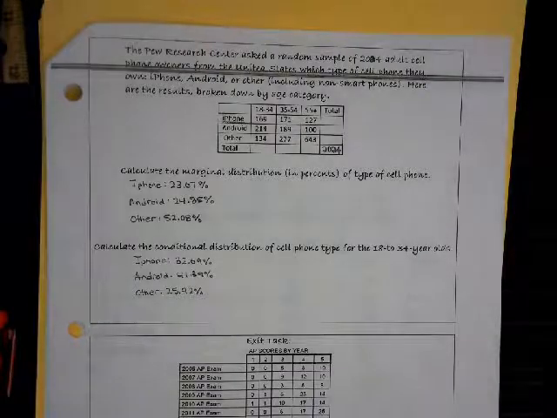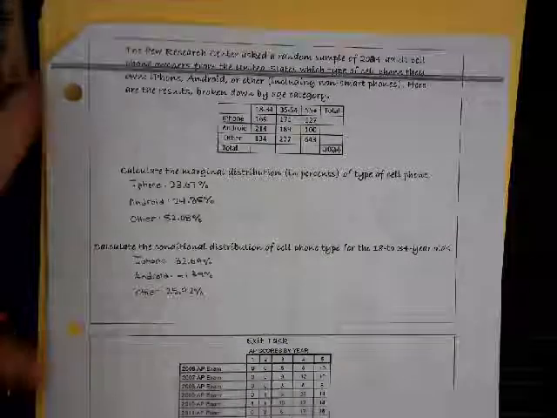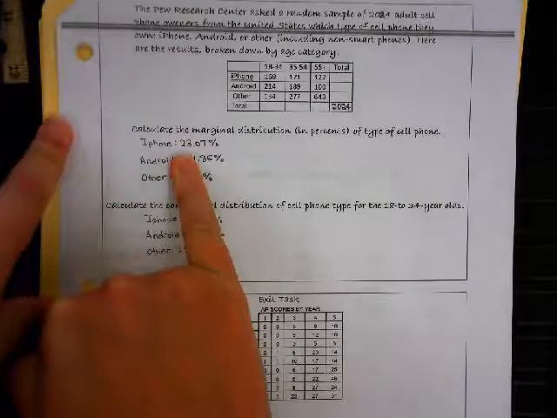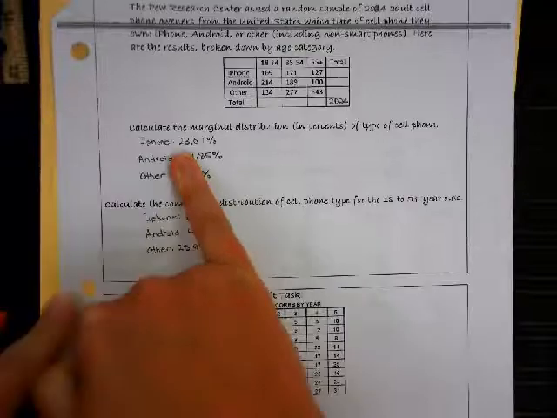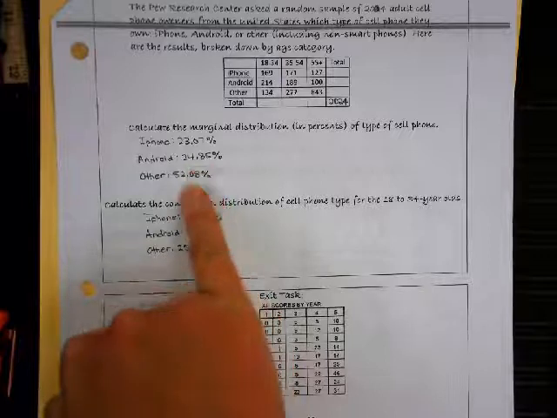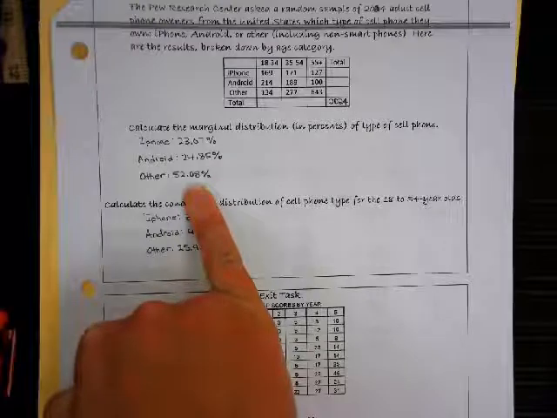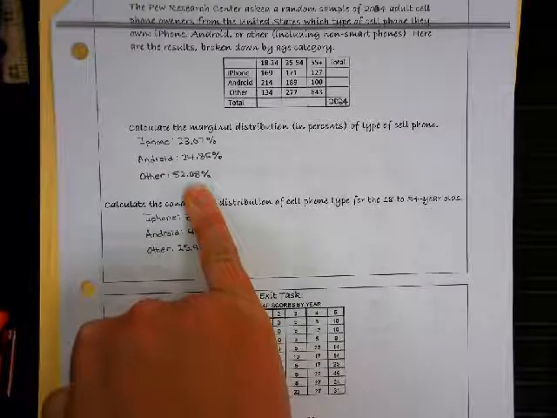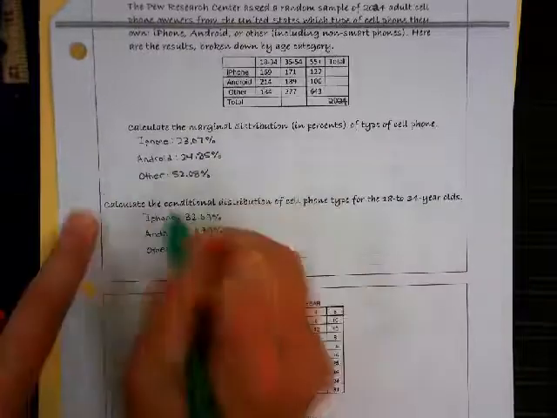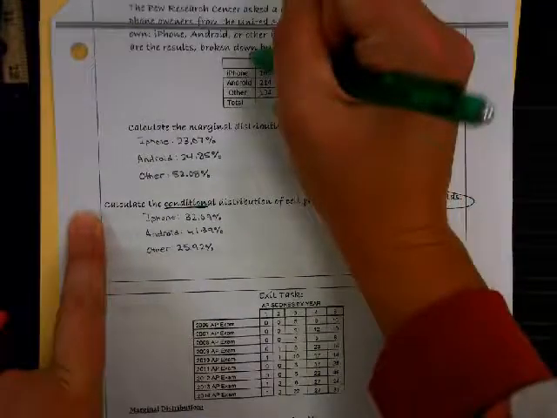All right. So the marginal distribution for iPhone owners is about 23.07, Android is about 24.85, and then others 52.08. Any questions on those ones? No? All right, then the condition you're given here is that you're only looking at the 18 to 34-year-olds. So you're going to be looking at that column, which had a total of 517 when you add it all together.